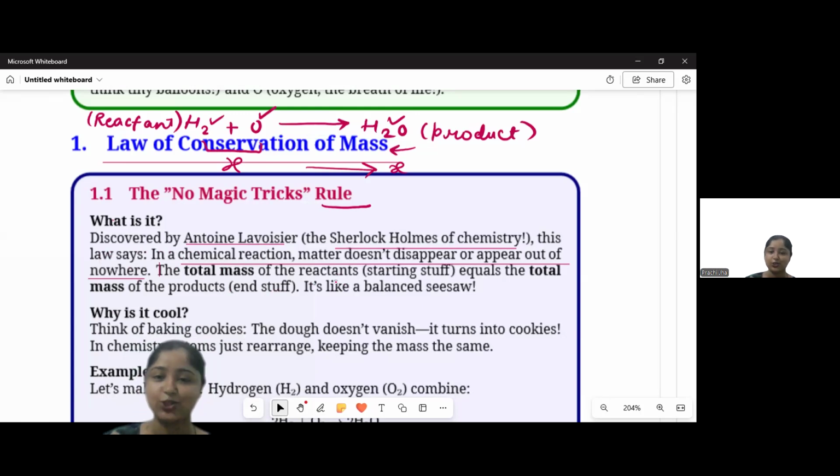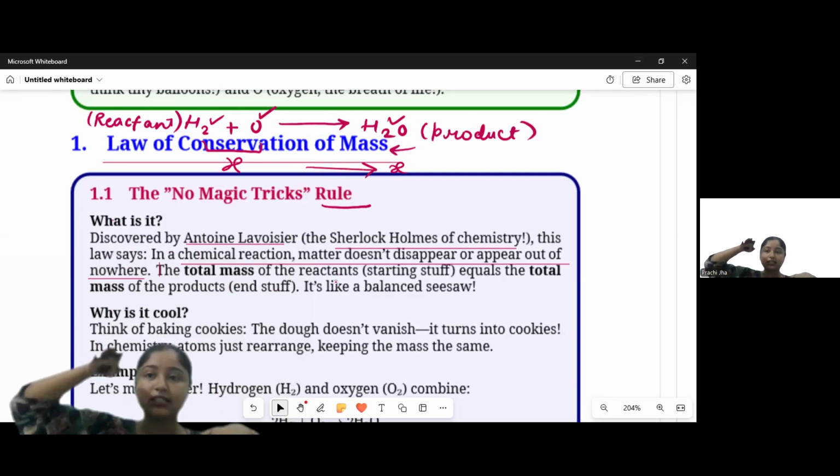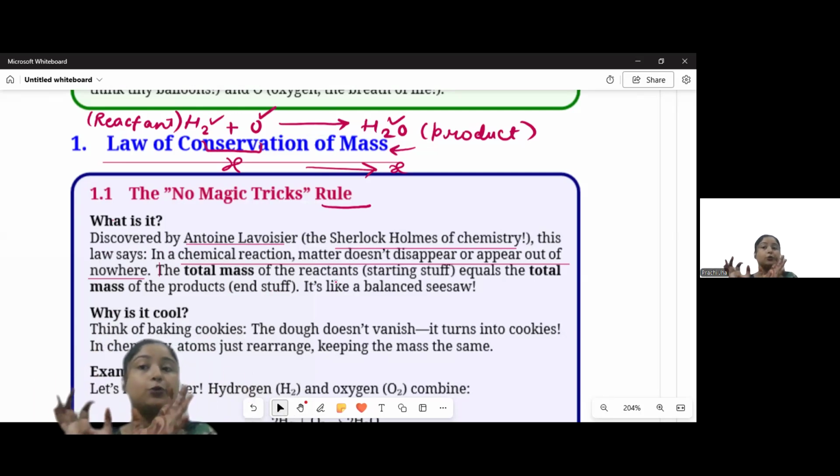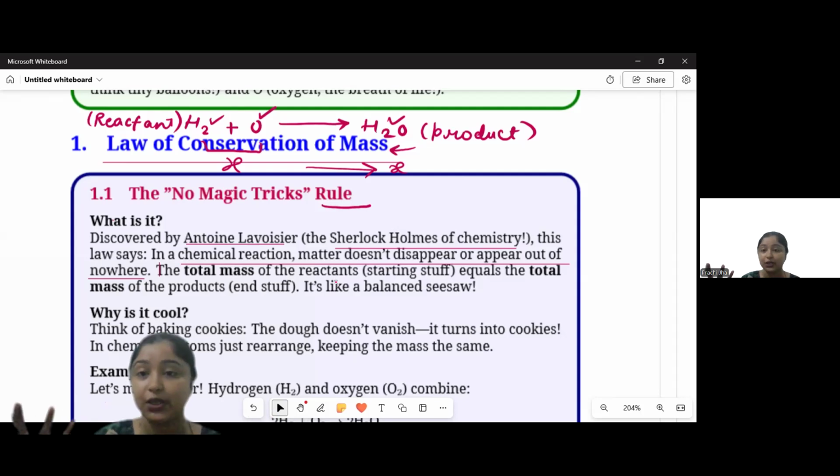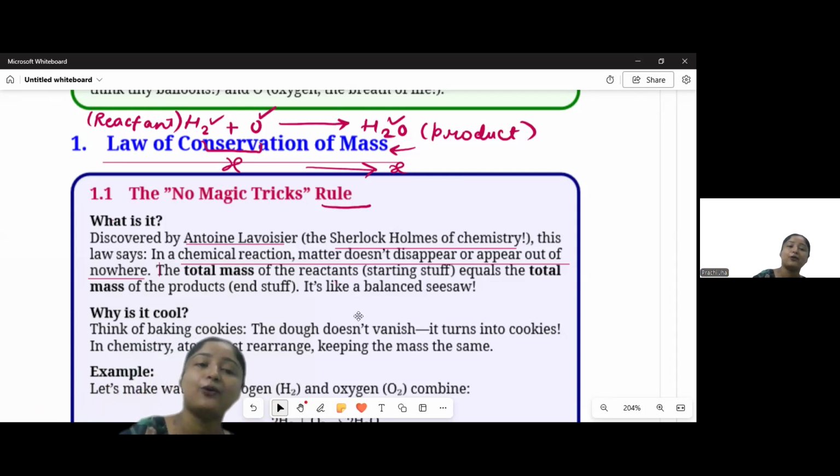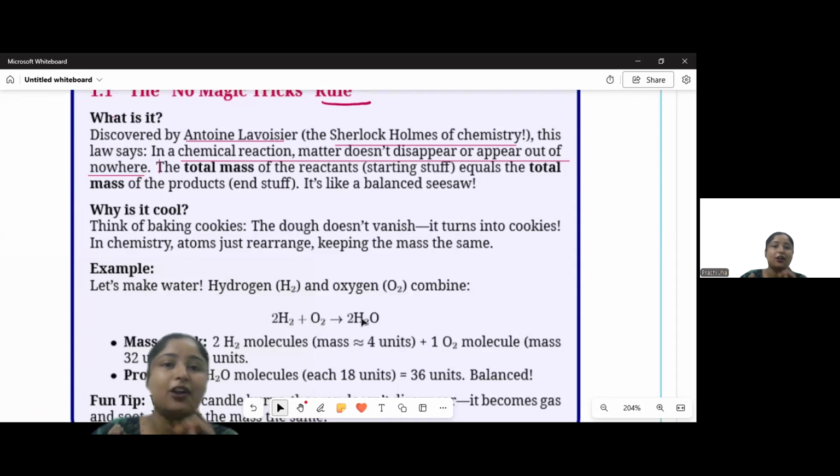You all know what a seesaw is, right? So it's like a balanced seesaw. The seesaw only balances when both sides have equal weight, or equal mass. That's what we are trying to explain over here, that on both the sides, the reactant side and the product side, the mass is the same. Now, why is it cool?